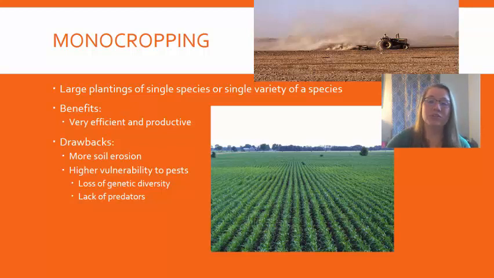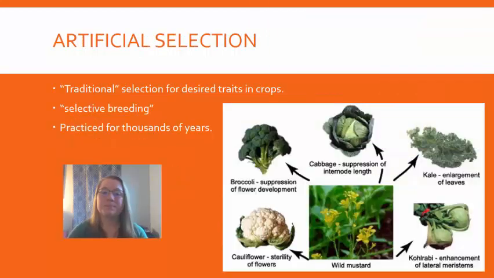So if you have a pest move into a new area, it is going to have this beautiful buffet of its favorite food all in one location, and that can really decimate a single field. This also is resulting in a loss of some genetic diversity in that particular location, and this is also going to lead to a lack of predators to some of those pest species.